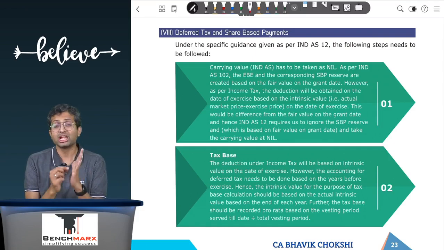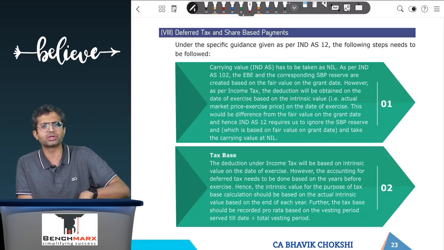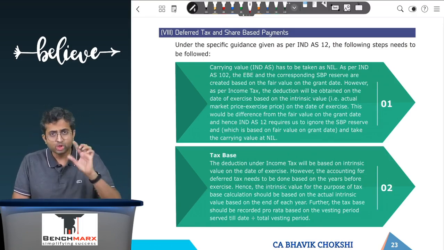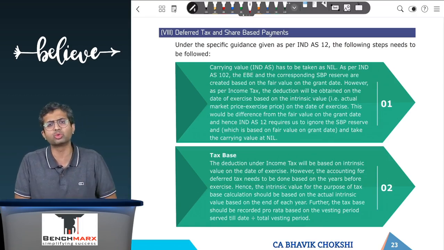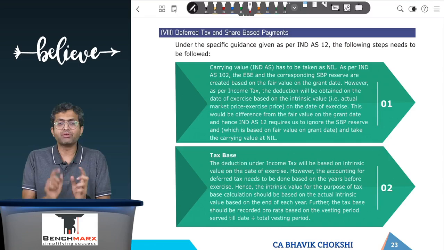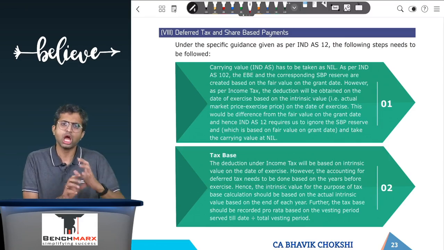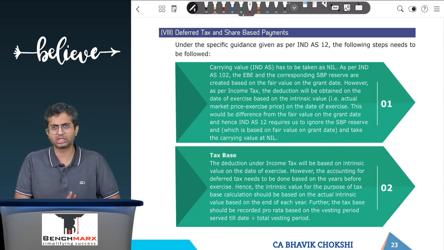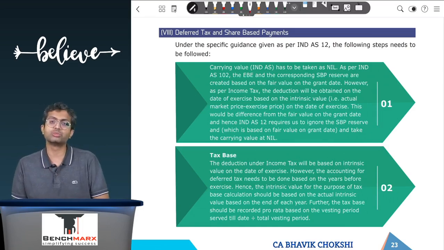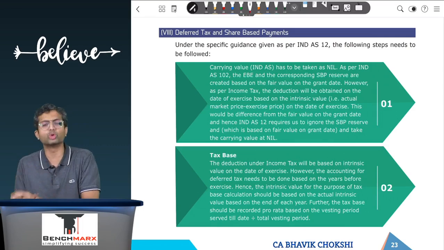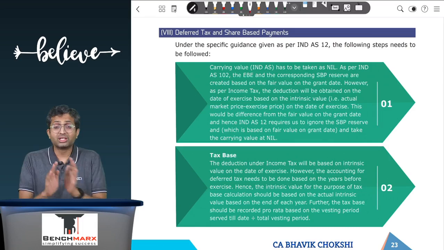So the tax base is to be calculated as the difference between the market price at the end of the first year and the exercise price. So the intrinsic value at the end of the first year. So we assume that if things continue to remain the same, this is the amount that you will get as deduction under income tax. However, for this, the employee has to stay for 3 years, and as a result, whatever is the intrinsic value in the first year, you will take intrinsic value into 1/3. That is to be taken as a base. In the second year, you will take the intrinsic value into 2/3, and the third year into 3/3, and so on. So over here, this will give you the tax base.